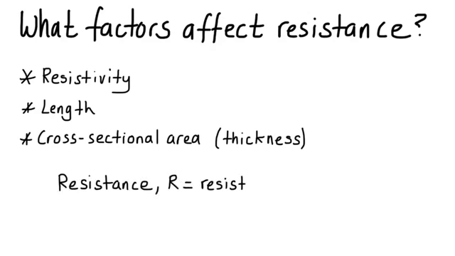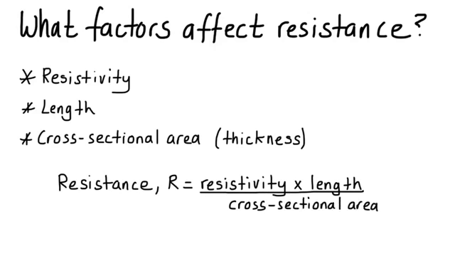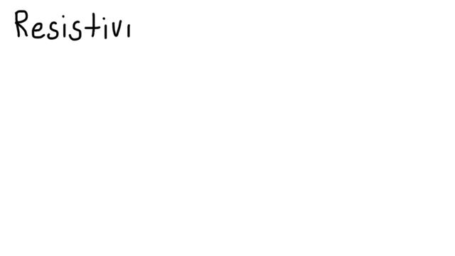And we can lump all those together and say that the resistance is equal to the resistivity times the length divided by the cross-sectional area. And if we put that into symbols, R is equal to rho, and this little symbol here is rho, it's a Greek symbol for resistivity, times the length divided by A, so rho L divided by A. So let's look at each one in turn. First of all, we're going to look at resistivity.